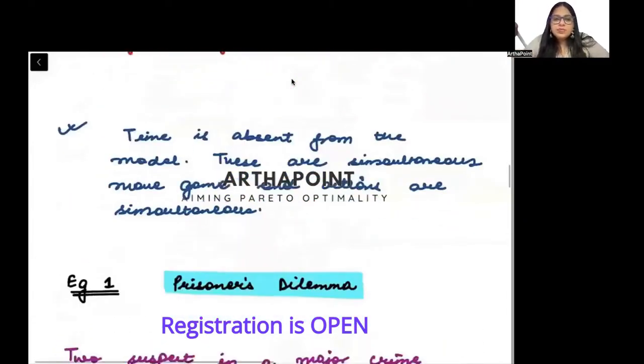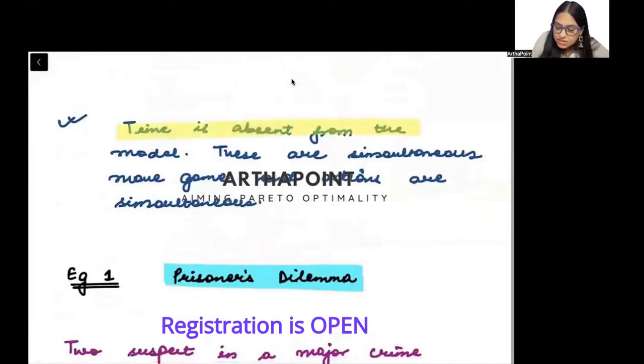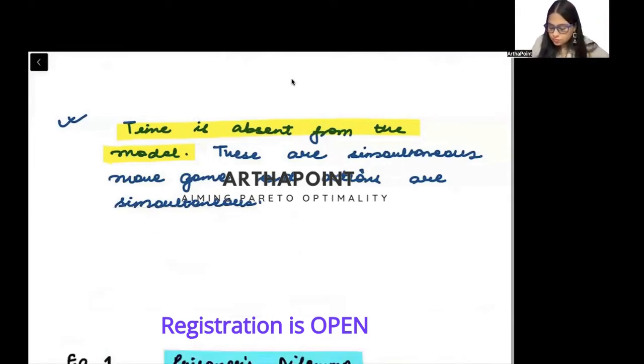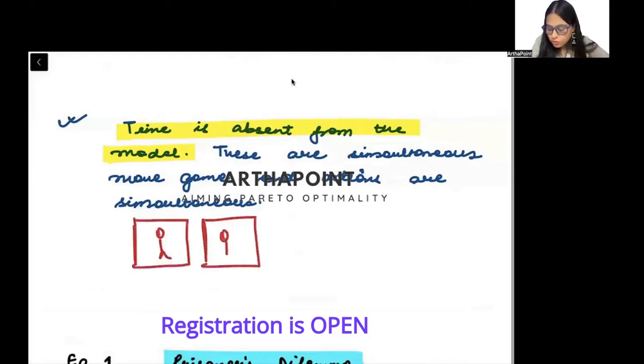Right? Another thing. Time is absent from the model. So I am not talking about deciding in different time periods. No. This is taking place in the same time period. Simultaneous game hai ye. This is a simultaneous move game. Simultaneous move game means what? It means that it's like this. Suppose there are these two friends. I put this friend in room 1 and put this friend in room 2. And I asked him, will you work hard?